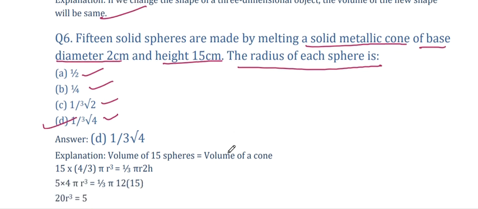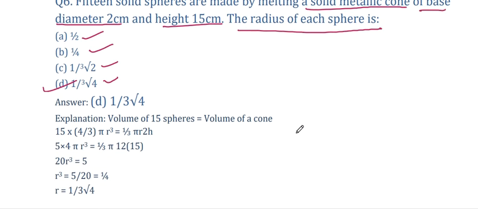In the explanation, volume of 15 spheres equals volume of cone, easy. So 15 into 4 by 3 pi r cube equals 1 by 3 pi r square h. So 5 into 4 r cube equals 1 by 3 pi, 12 into 15. So 20 r cube equals 5, then r cube equals 5 by 20 equals 1 by 4. So r equals what? 1 by 3 root 4. Clear?